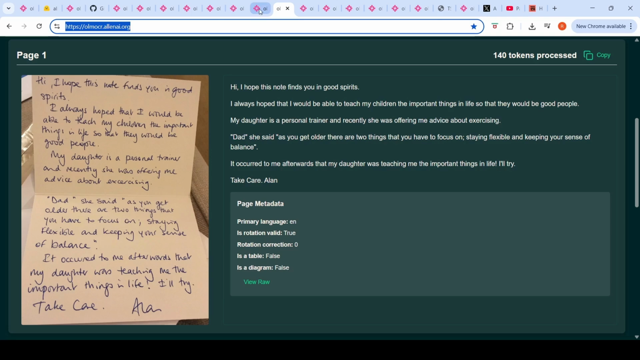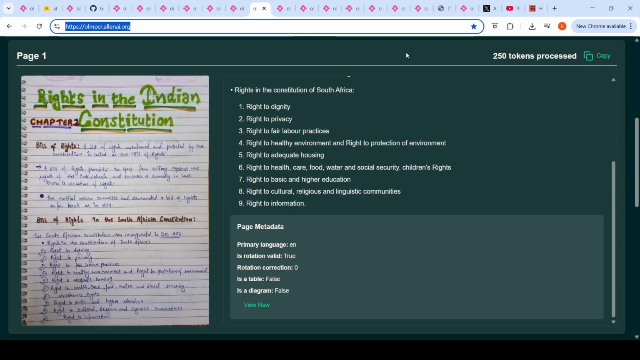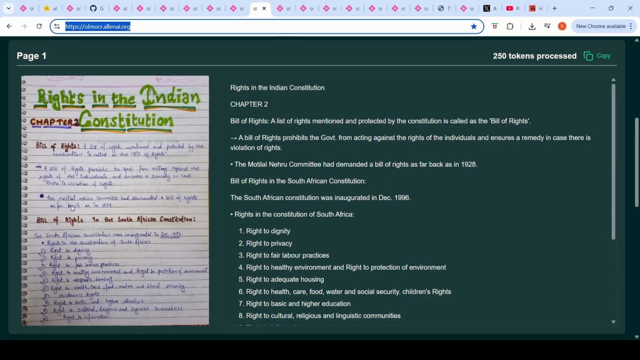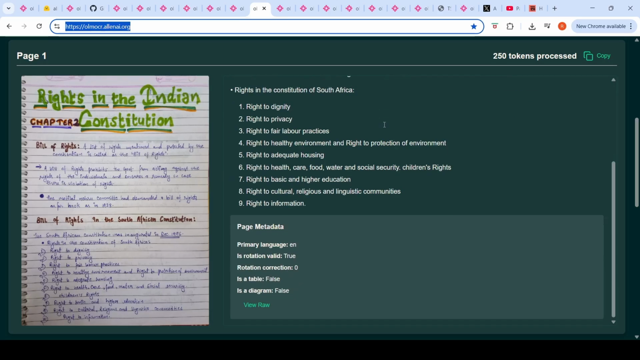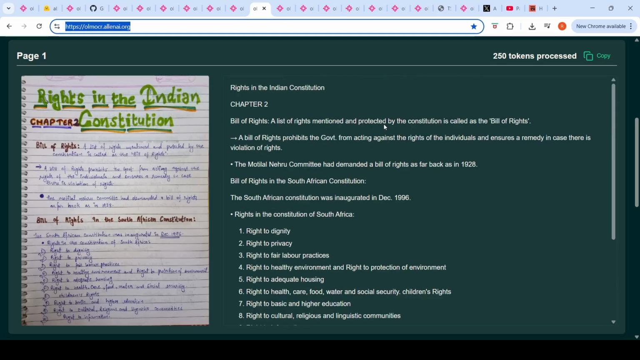Okay. Then this is one more handwritten example where you have this, the Motilal Nehru Committee has demanded a bill of rights. So it has done a good job over here. With some previous OCR models like PaddleOCR-VL, I had some hallucination. Even with DeepSeek OCR, I had hallucination with this document. None of that is present over here. So it has done an excellent job with handwritten data.